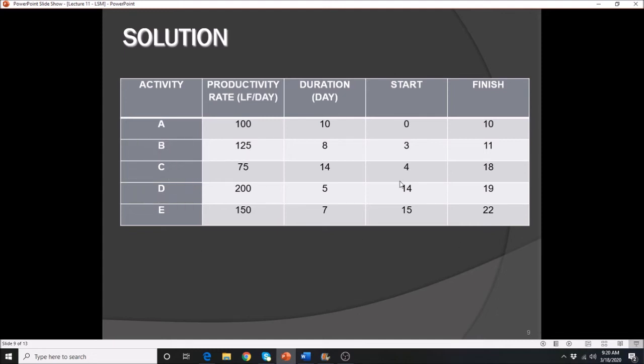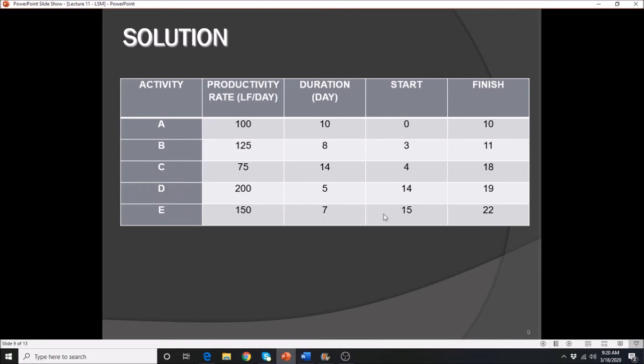Let's move on to activity C. For activity C, we do not need to calculate the buffer. Why? Because the previous activity's duration is less than the duration of the current activity. In that case, you do not need to calculate the buffer, and we need to start the next day. So that's why we have here the next day, which is the 4th. 4 plus 14 equals 18. Get it? Alright, let's take a look at activity D.